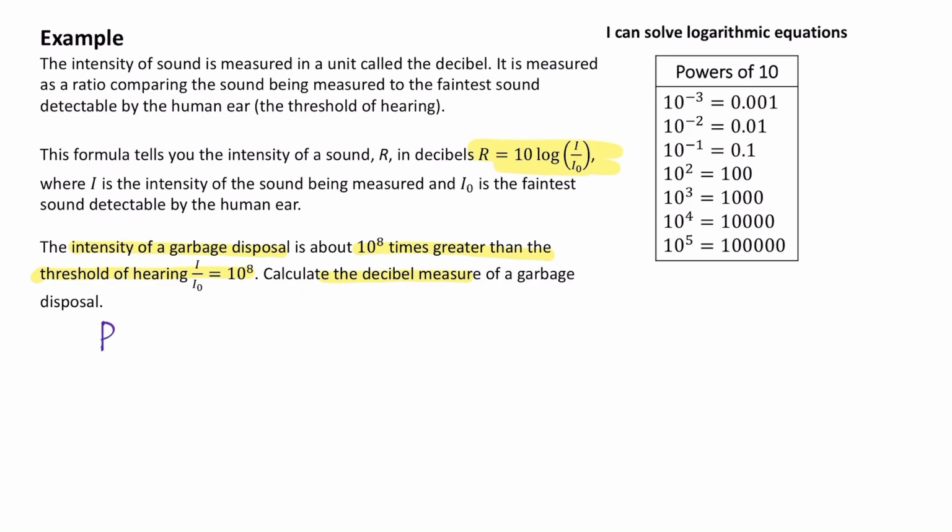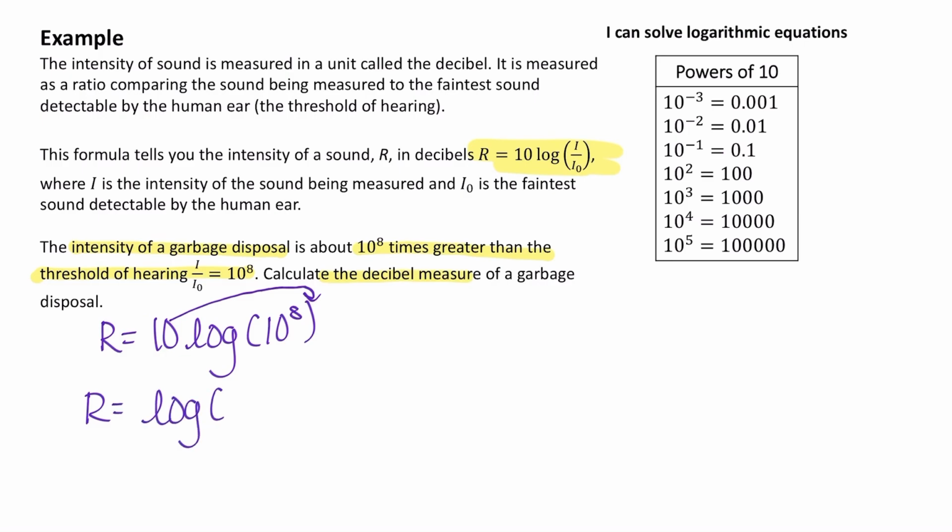So we have R equals 10 log, and then I over I naught in this case is 10 to the 8th. Once again, I'm going to use that same power property backwards. I'm going to move this back up here. So this becomes R equals log of 10 to the 8th to the 10th power, right? So I can go ahead and multiply those exponents together. So I get R equals the log of 10 to the 8 times 10. So that's 10 to the 80th.